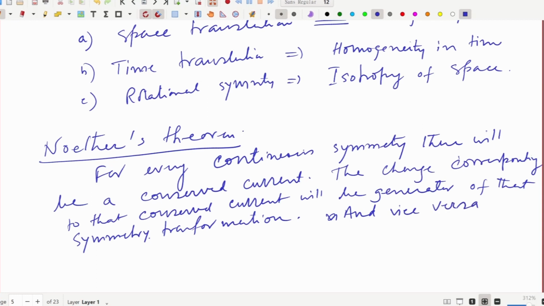So, I have to explain several technical terms: continuous symmetry, conserved current, charge, generator of the symmetry transformation. These are new words, but we are not going to discuss or prove Noether's theorem in detail in this course. It is generally taught in a first course in quantum field theory, but you should have an overall idea of this. So let us define one by one.